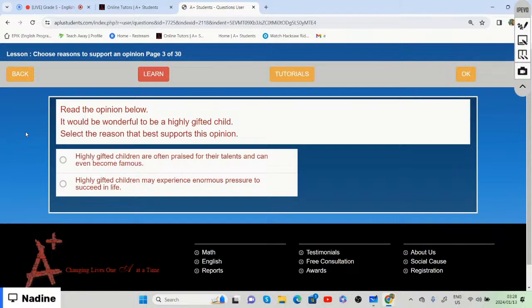All right, so the opinion is it would be wonderful to be a highly gifted child. So we need to select the reason that best supports this opinion. Do we say highly gifted children are often praised for their talent and can become famous? Or do we say highly gifted children may experience enormous pressure to succeed in life? Here it says we need to give a reason that best supports this opinion, that it would be wonderful to be a highly gifted child. So we're going to go with the first option, because highly gifted children are often praised for their talents and can even become famous.